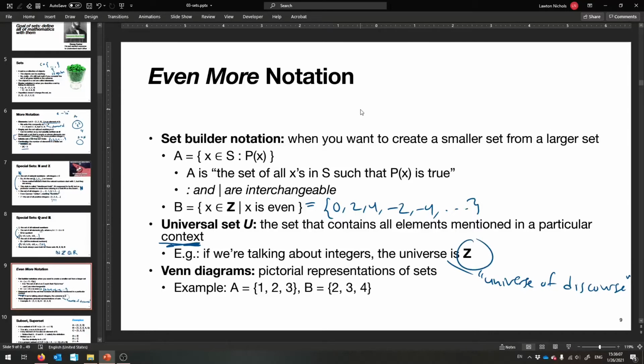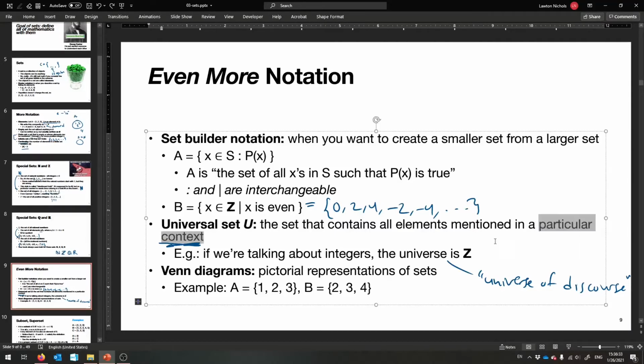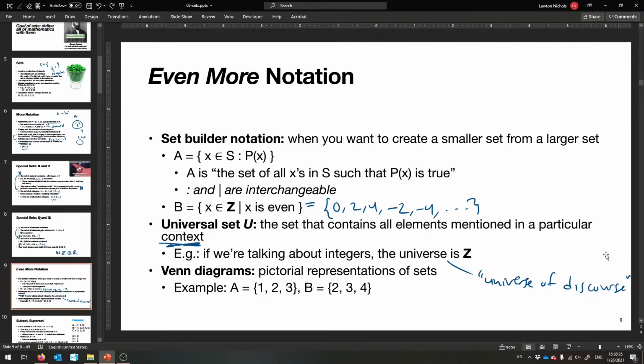then that's Z itself. Okay, if I'm talking about a bunch of different kinds of sets built from the rational numbers, then the universe is Q, and so on and so forth for different sets. So it's only ever going to make sense in some kind of context, and then it should be obvious at that point what the universe is. Okay, so don't worry about that for now. That will be useful later.